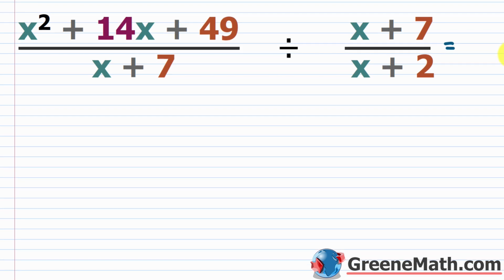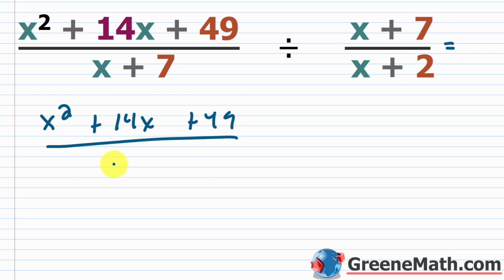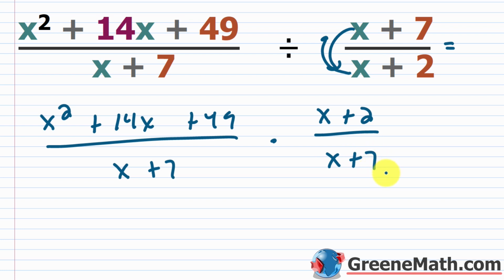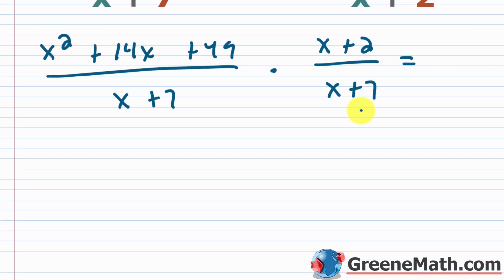So really, I could write this problem as x squared plus 14x plus 49 over x plus 7 times, again, you're taking the reciprocal. So this comes down here, this goes up here. So you'd have x plus 2 up here, and you'd have x plus 7 down here. Okay, so from here, let me scooch down. I'll put equals. And you just want to factor everything and see what you can cancel. For a lot of these problems, you're going to cancel so many things, sometimes you don't even need to multiply.